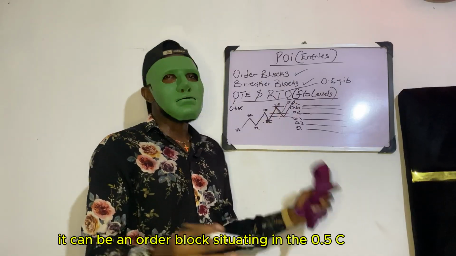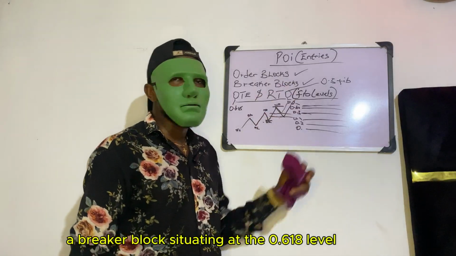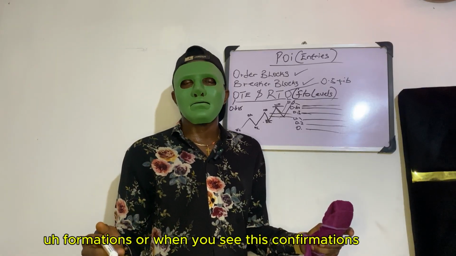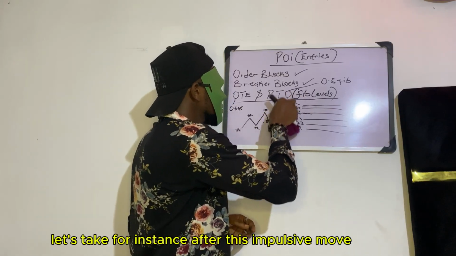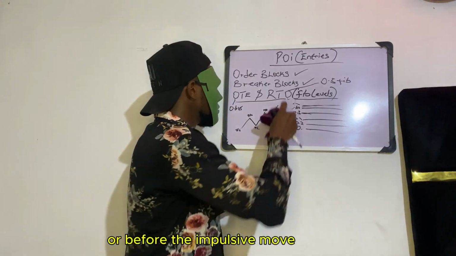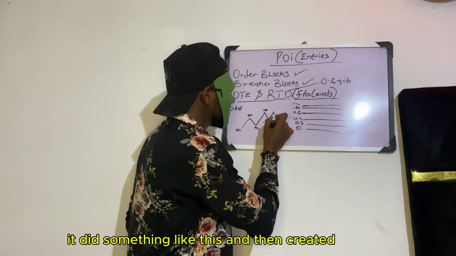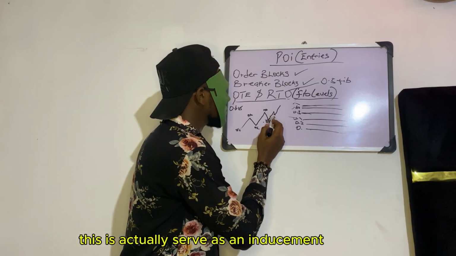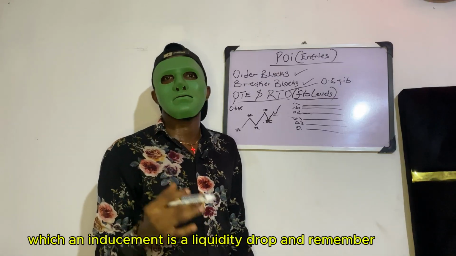Most of the time, it can be an order block situated at the 0.5 fib level, or it can be a breaker block situated at the 0.618 fib level. So when you see these formations or confirmations, you can equally get an inducement. Let's take for instance, before the impulsive move, when it was creating the impulsive move, it did something like this and then created it. You understand? This can serve as an inducement, and an inducement is a liquidity drop.